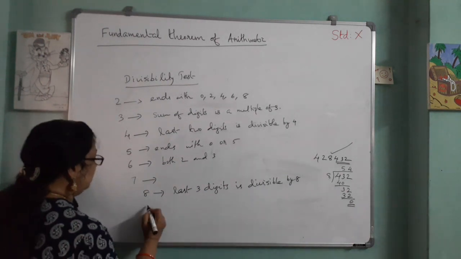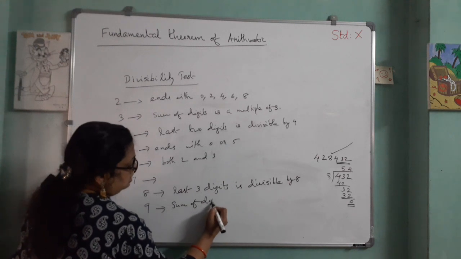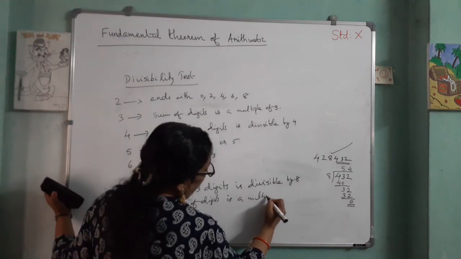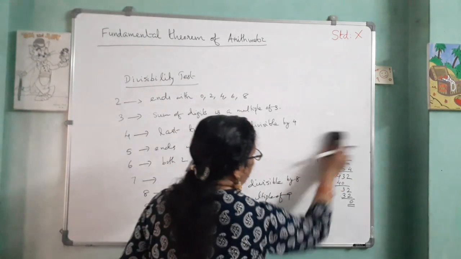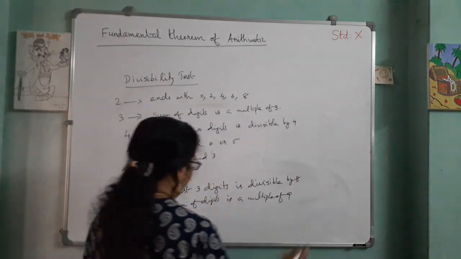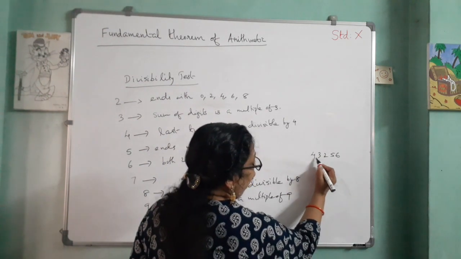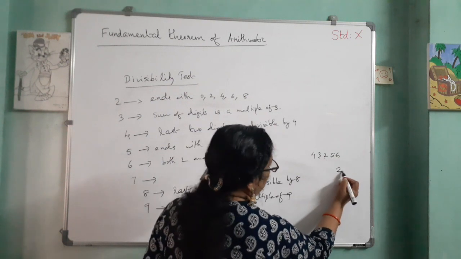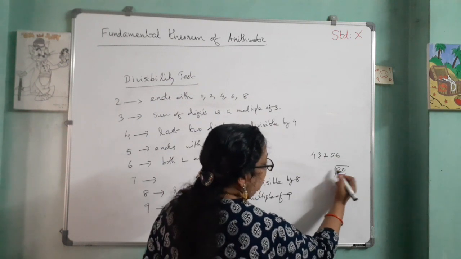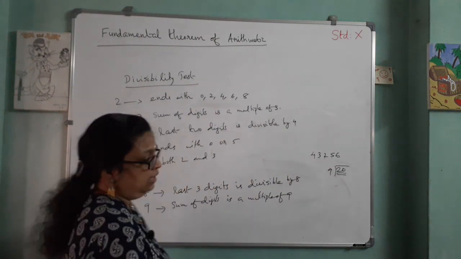Then, divisibility of 9, that is, the sum of digits is a multiple of 9. Same like 3. Let us take an example. 4, 3, 2, 5, 6. Then sum: 4 plus 3 is 7, plus 2 is 9, plus 5 is 14, plus 6 is 20. 20 is not divisible by 9. So this number is not divisible by 9.